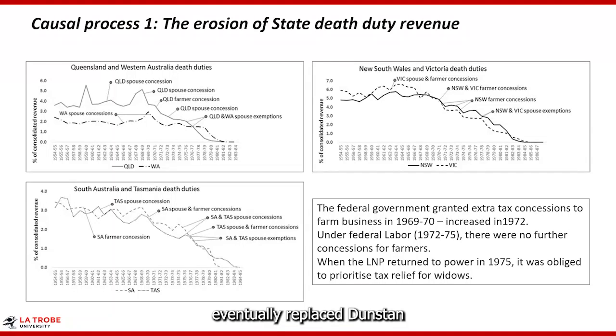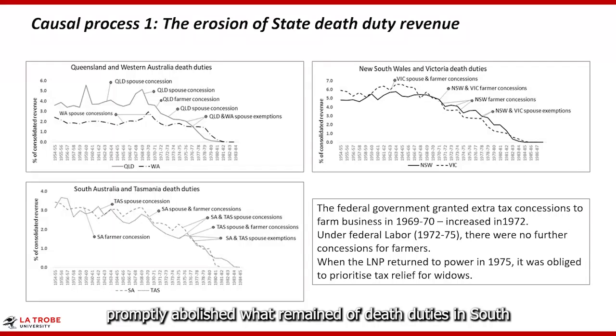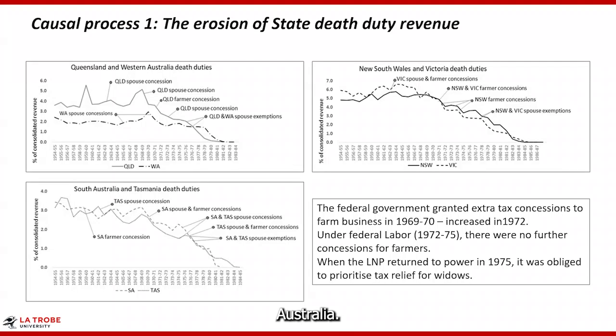Des Corcoran then eventually replaced Dunstan and was defeated at the election at the end of 1979. The Liberal Party government, under Premier David Tonkin, promptly abolished what remained of death duties in South Australia. There was a very similar sequence of events in Tasmania. Over the 1970s, the Labor government increased concessions on marital and deceased farm estates, but didn't intend to abandon taxes altogether. By 1982, concessions and rebates had reduced the death duty revenue to less than 1% of consolidated revenue. When Labor lost office in 1982, the Liberal government under Ronald Gray also abolished the taxes.